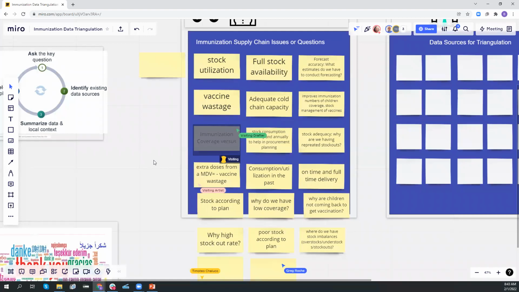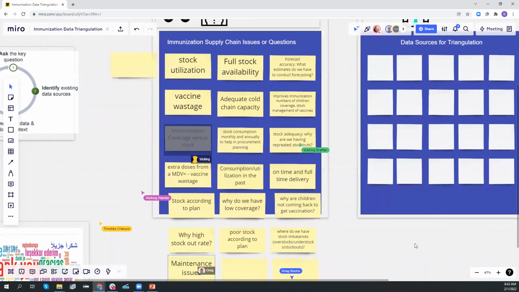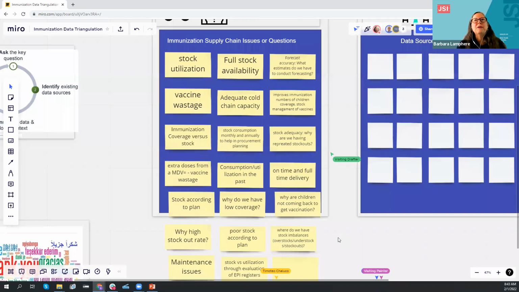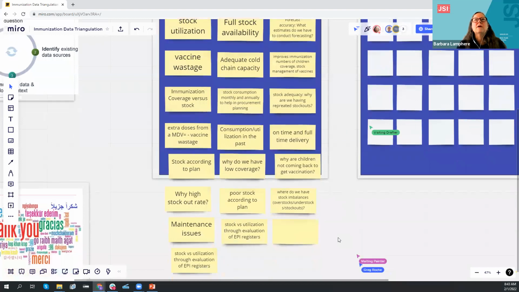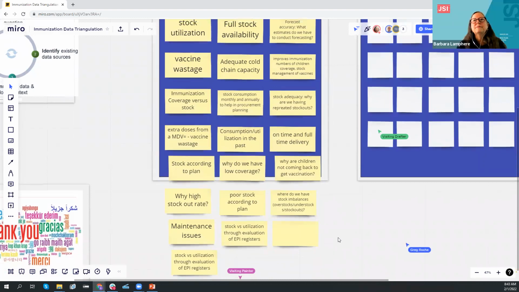I'm going to just expand on this to say, immunization coverage versus stock. If we're just interested in immunization coverage, we can go to DHIS2 for that, no problem. But if we want to understand the relation between reported coverage and stock data, we would need to triangulate those sources against each other. And last week, that was really one of the questions asked in the Mozambique situation, right? Are stockouts the cause of low coverage? That was one of the things they were looking at particularly.